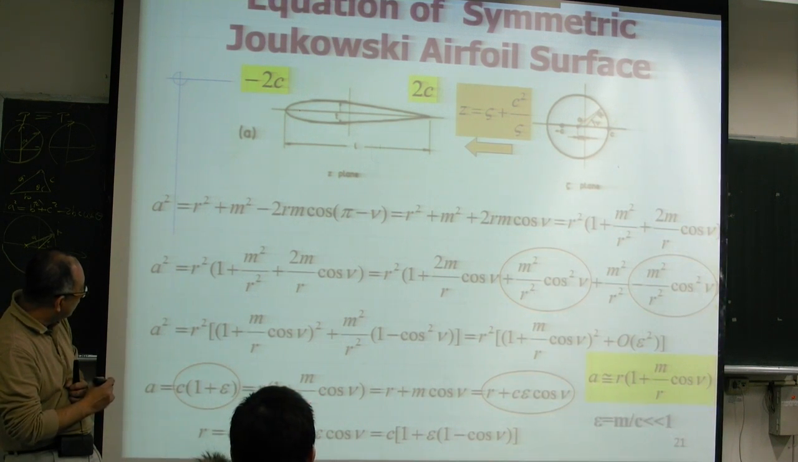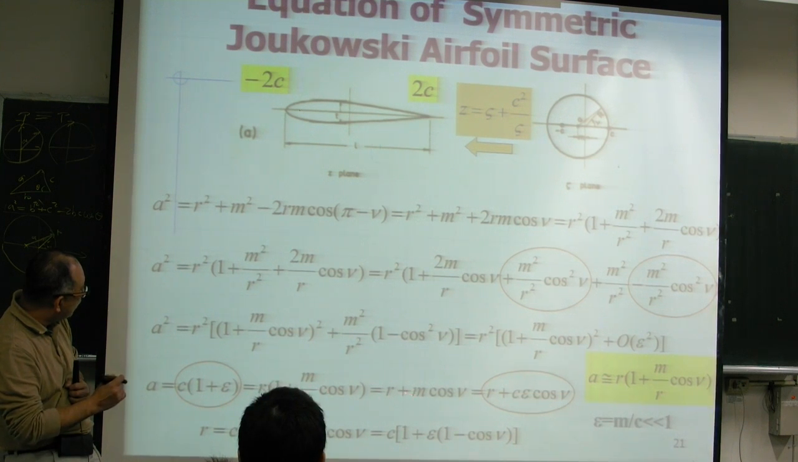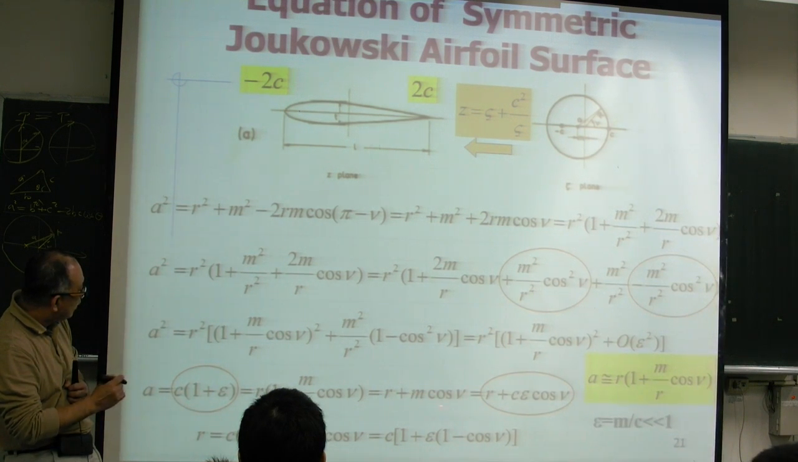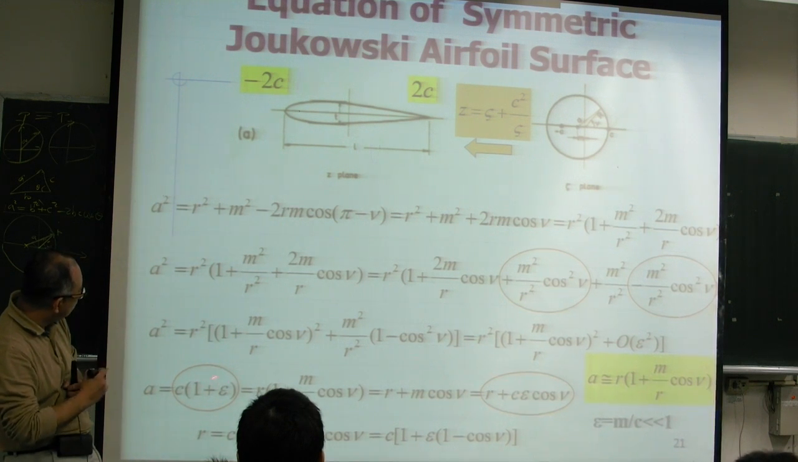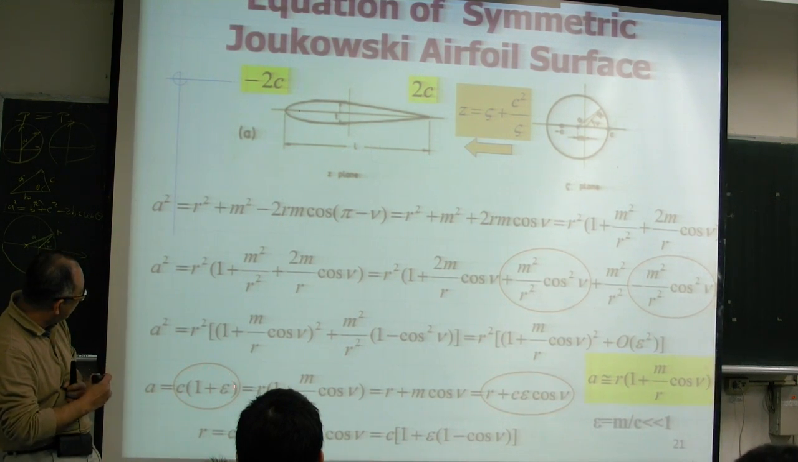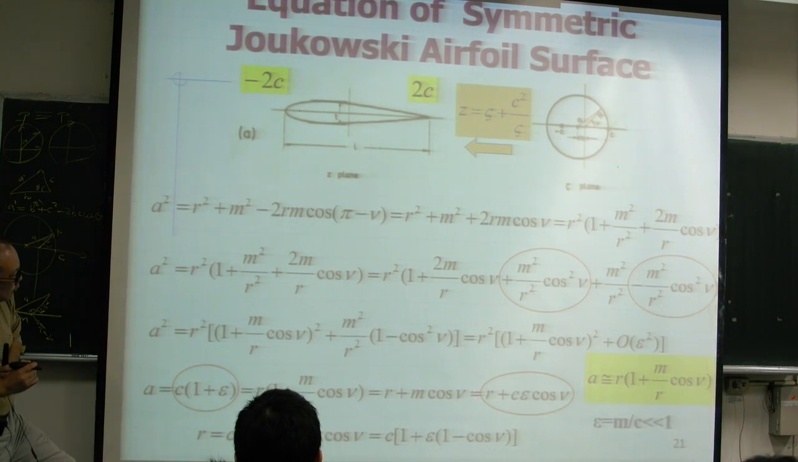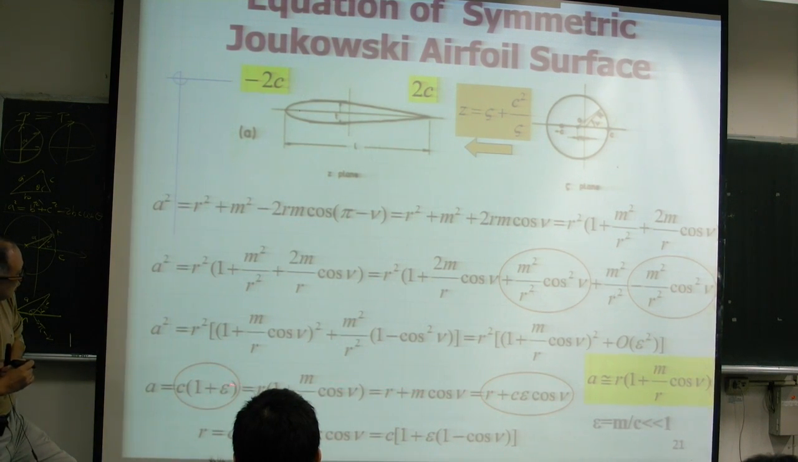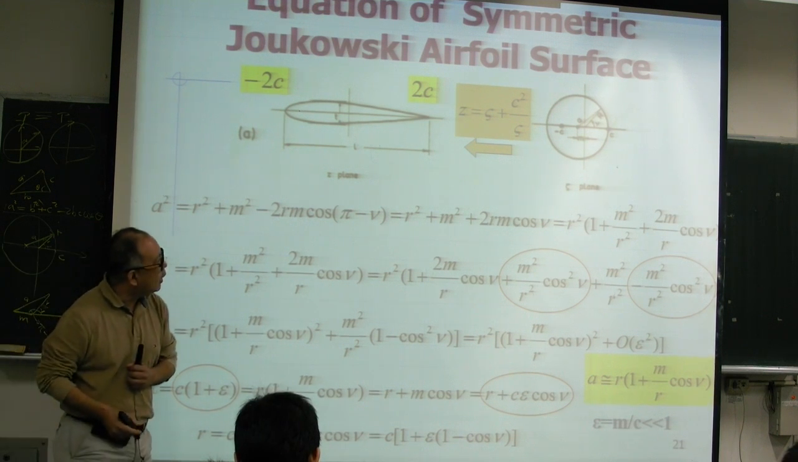And in this relationship, if you multiply r inside the bracket, it becomes r plus m cosine mu. Now m is equal to c epsilon. By applying these two, setting this equal to this, we can find our r. r is equal to this minus this, right? So this minus this equals our r, and so we can find our r.